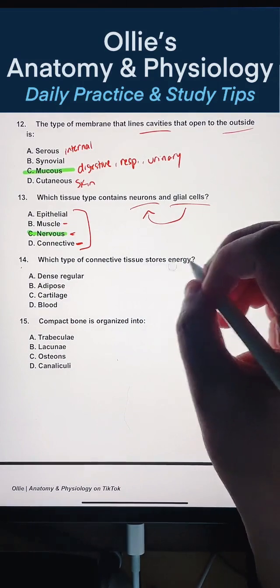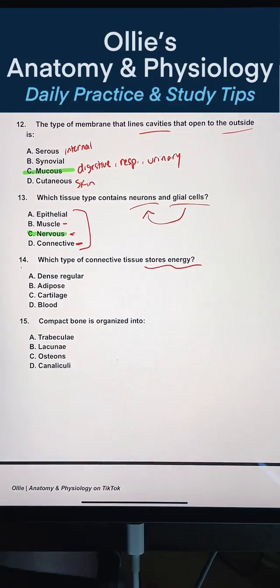What type of connective tissue stores energy? A, B, C, or D?